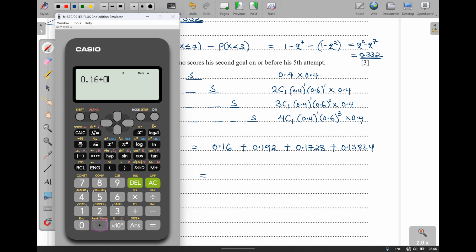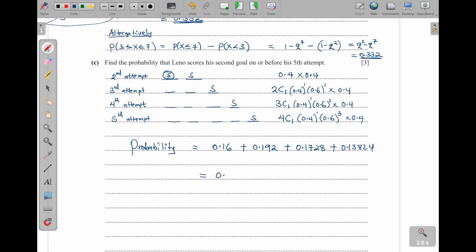0.16 plus 0.192 plus 0.1728 plus 0.13824. So we get the answer as 0.66304. You can even leave it as that, or give it to 3 significant figures.